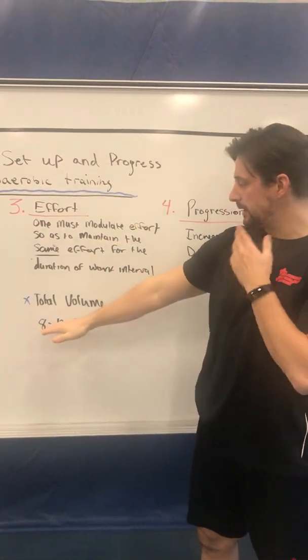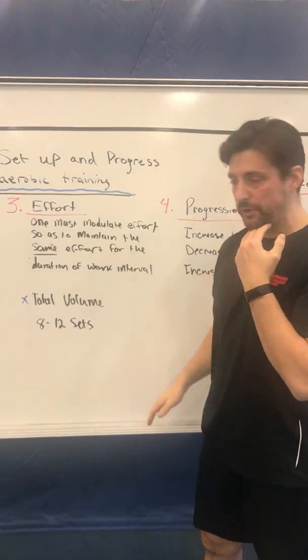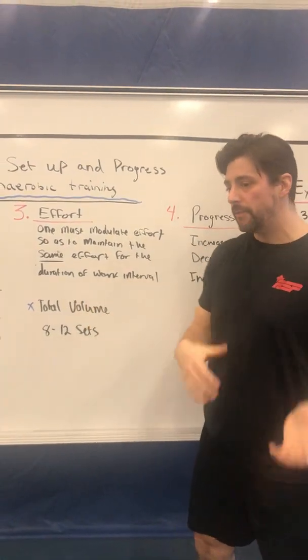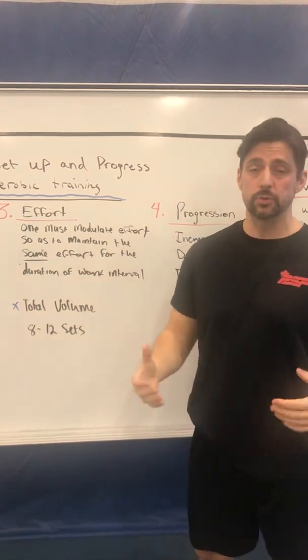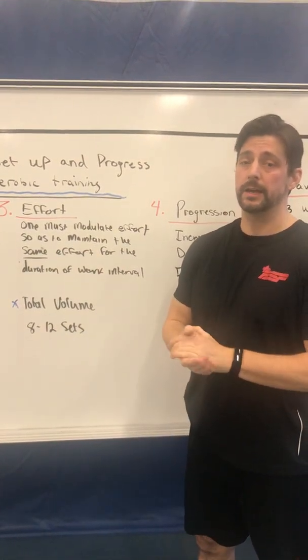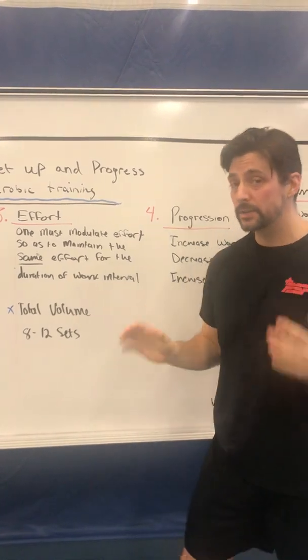And then finally, the last variable here is your total volume. This is going to be how many sets of that work rest interval you perform. Generally, 8 to 12 sets is a good place to kind of work within. All right, here's an example.